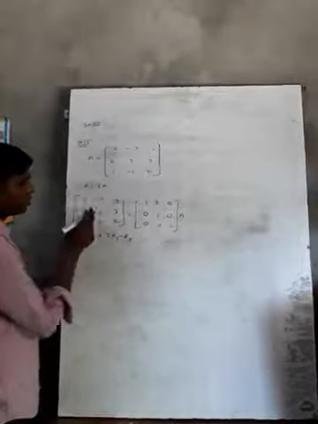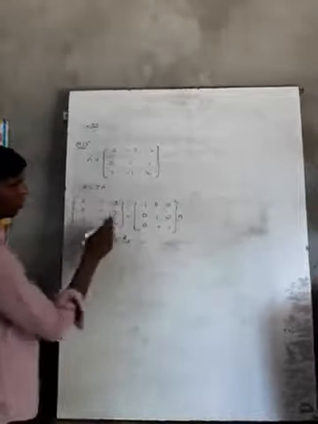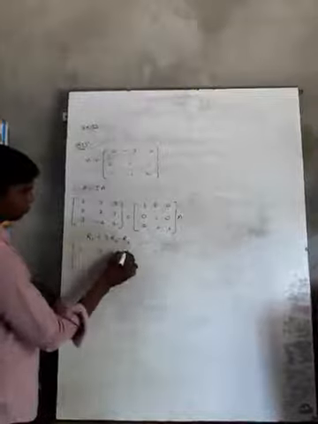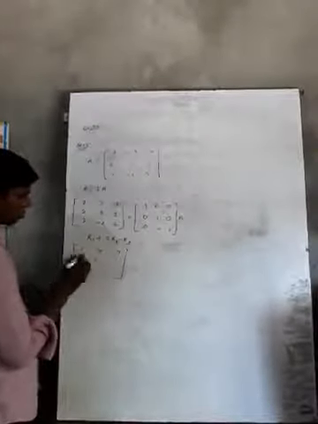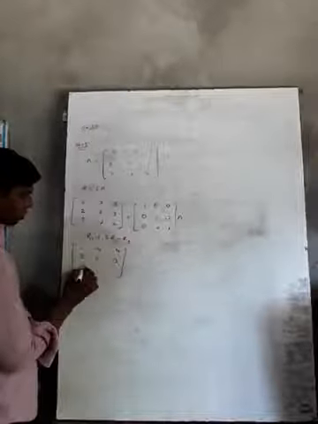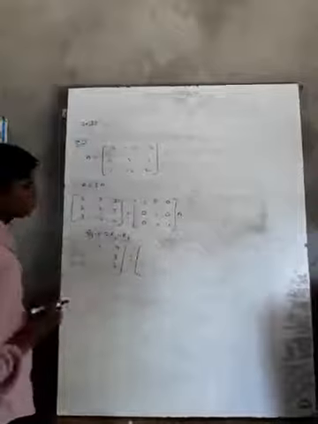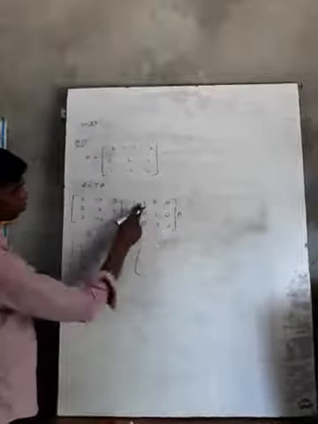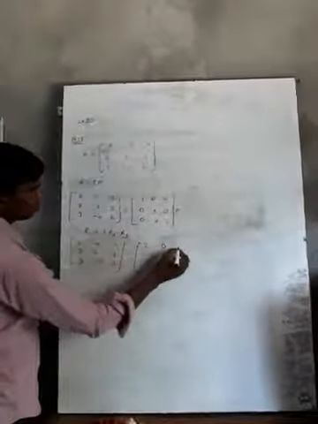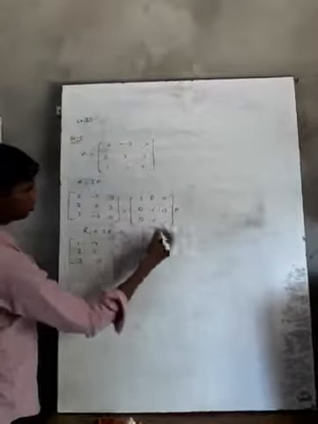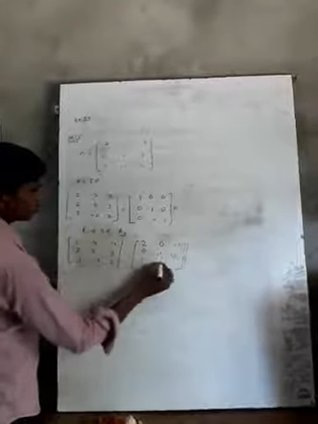2 minus 6 plus 2, minus 4. 6 minus 2, 4. Then 3 2, 2 3, 3 minus 2 2. The same operation will apply on the right side also. 2 into 1, 2 into 0, 2 minus 0, 2 0, and then 0 minus 1, minus 1, 0 1 0, 0 0 1 A.